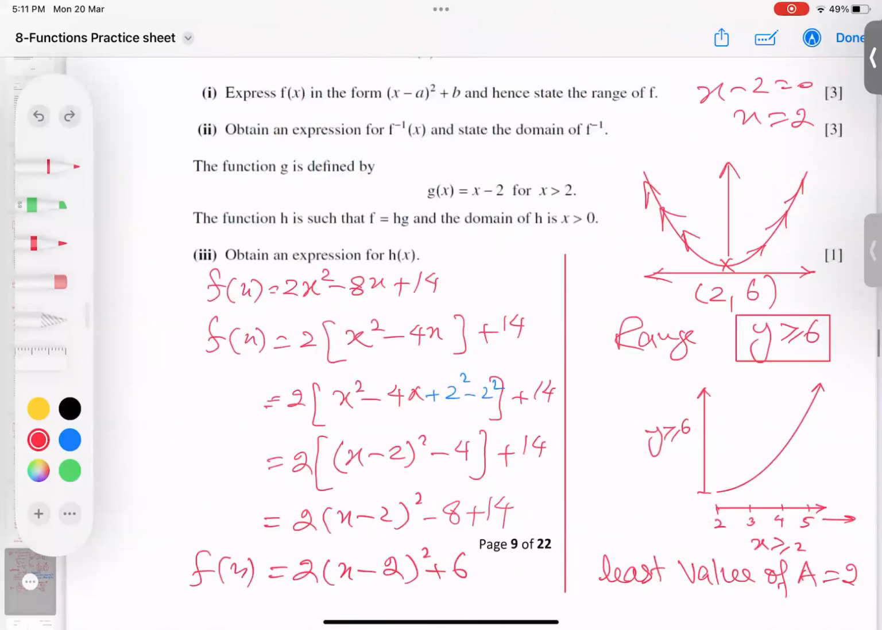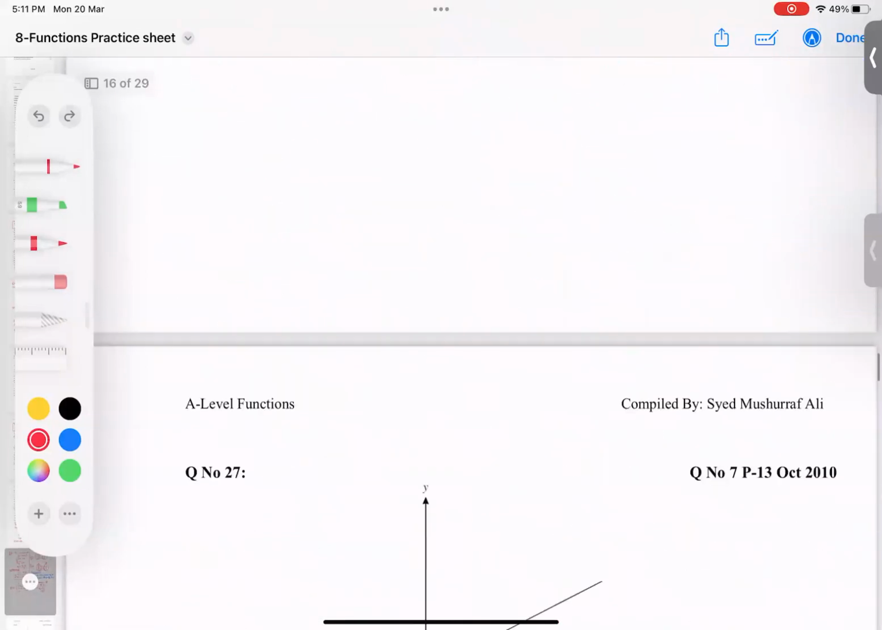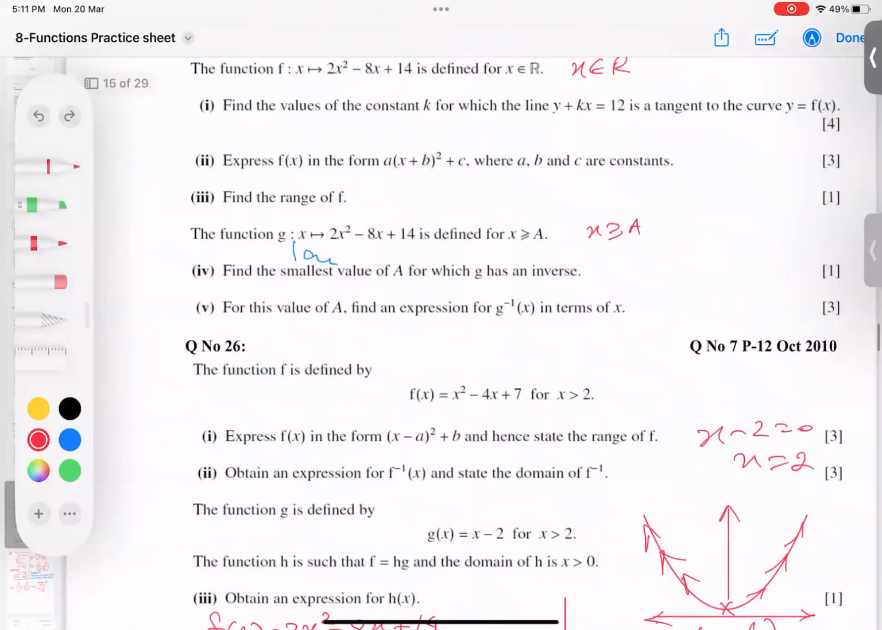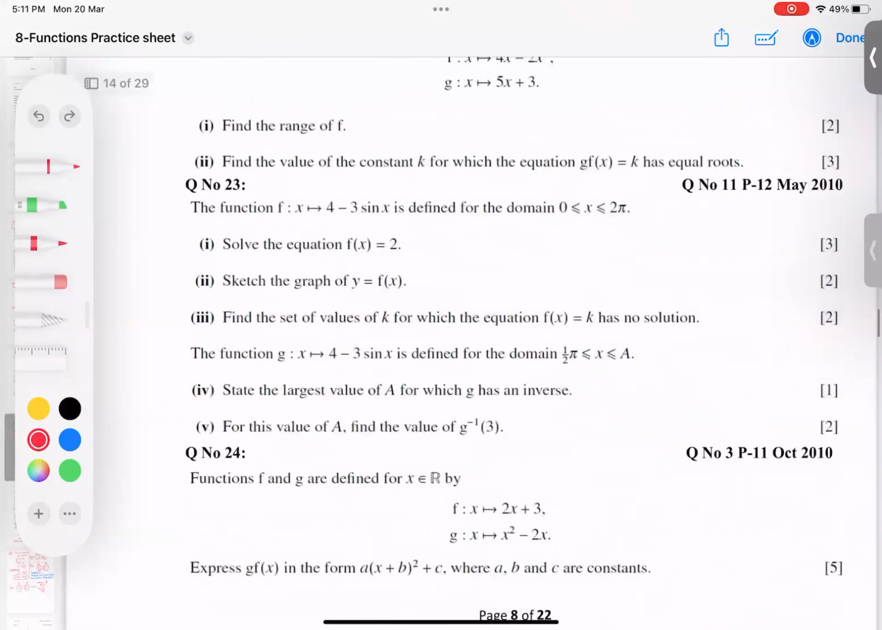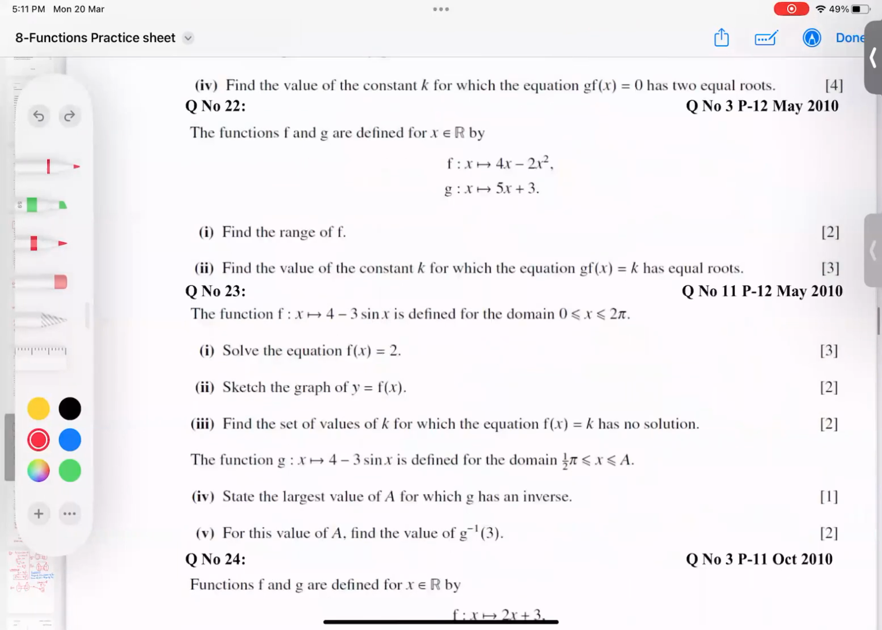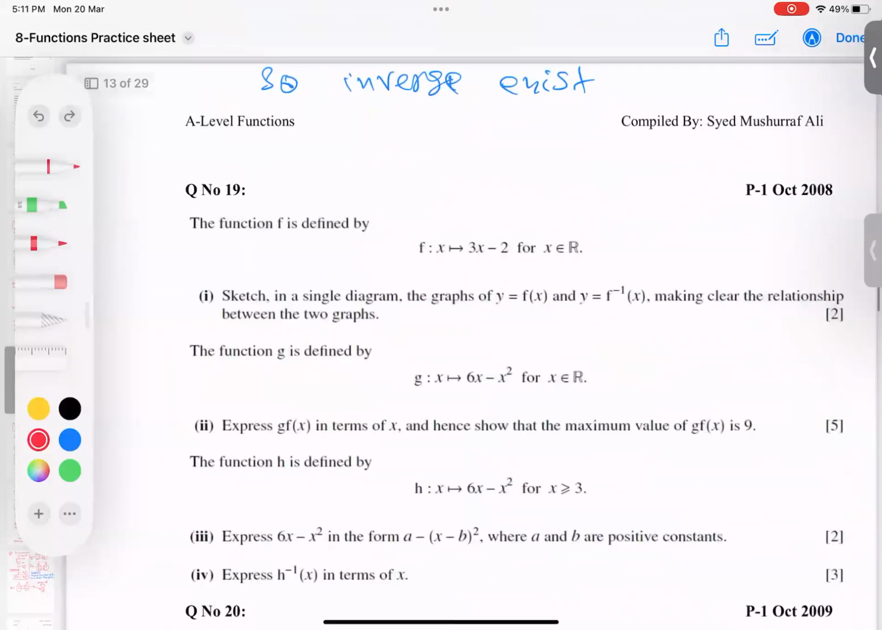So let's start. I apply the same concept on the next question, but later on. Wait a minute, let me check. I think we should apply it not here, we should apply it on some questions. So let's start, because even he can ask you this kind of question here. Let's see where to apply it in this question.